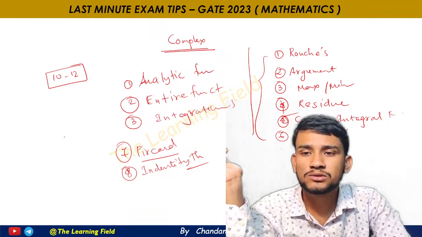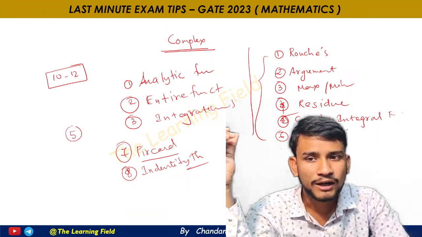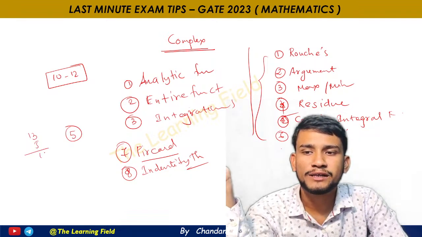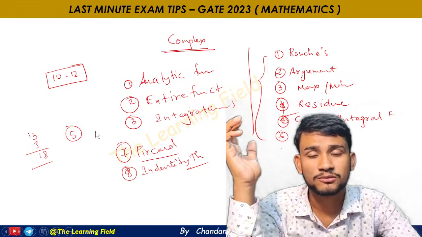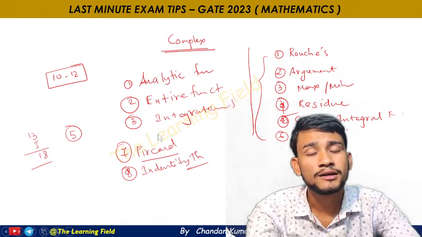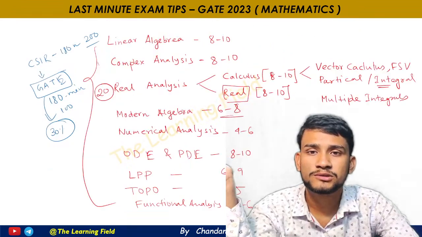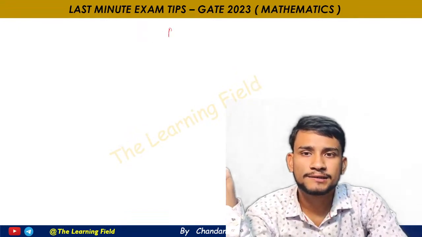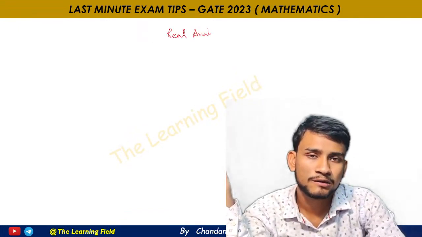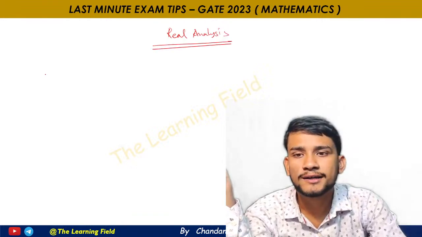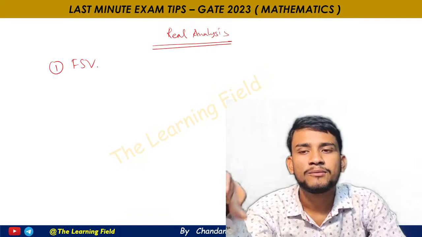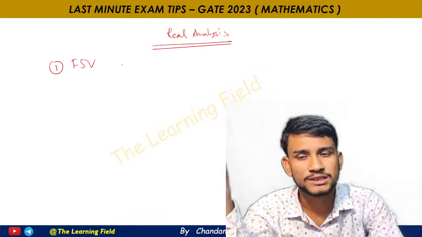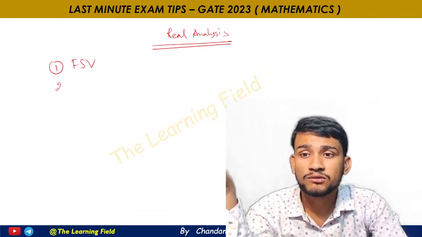So here also you can get at least 5 marks from complex analysis. So total 13 plus 5, 18 marks you can get from these two topics from math and the general aptitude paper. Next we come to real analysis and calculus. First our targeted area is functions of several variables. From here questions like partial derivatives, directional derivatives can be asked in the exam. And the second one is vector calculus.